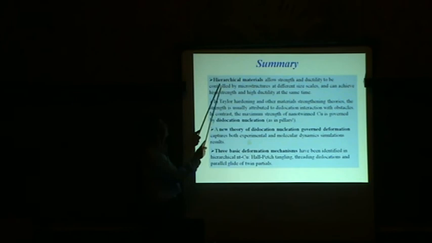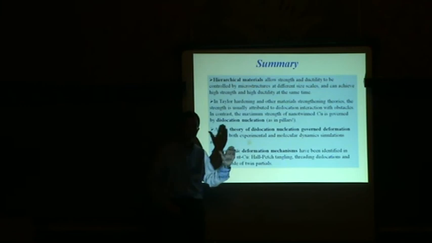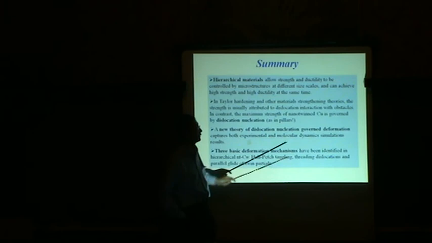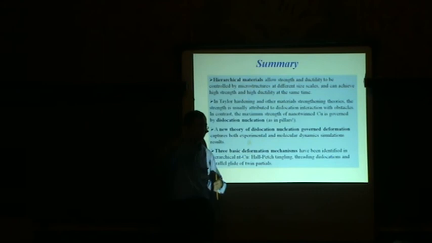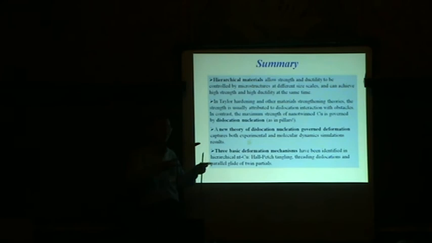So I want to say hierarchical materials. Okay, this is inspired by nature. This is bio-inspired. It allows strength and ductility to be controlled by microstructure at different size scales. Okay, that's the key, because you have ductility and strength. If you only have one microstructure, you can only improve one. You sacrifice the other. But if you have a two-level structure, then you can increase both at the same time. Okay, you can increase ductility and strength at the same time.